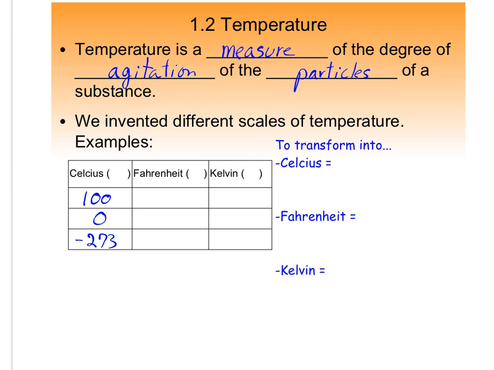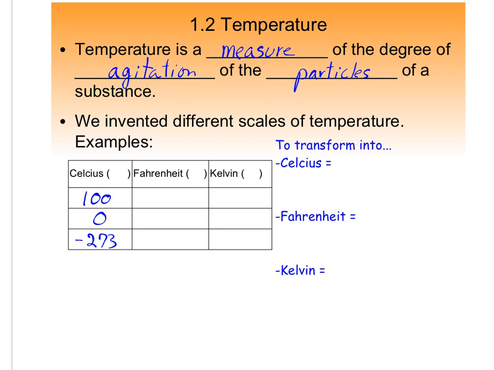To understand thermal energy, we need to study temperature, which is a measure of the degree of agitation of the particles of a substance. So when you dip a thermometer in any substance, you're actually checking how much the particles of that substance are moving, how much they're shaking and vibrating in that liquid. And we invented different scales for temperature.